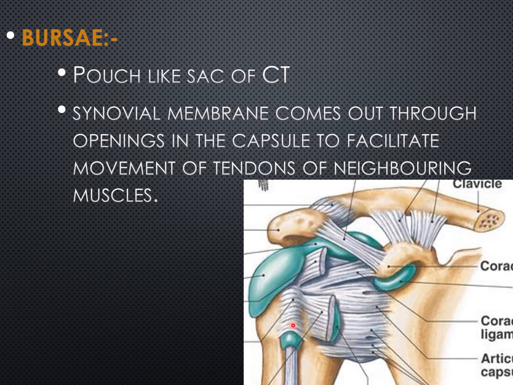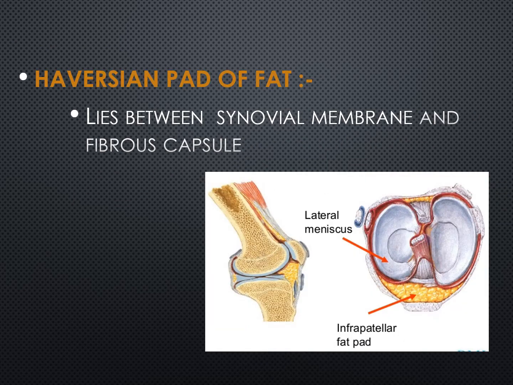And these bursa help in the movements of the tendons over the fibrous capsule, so that there is no friction between the tendons and the fibrous capsule. You can see a bursa. This is another bursa around the shoulder joint. This is a large bursa, but this bursa is not communicating with the joint cavity, whereas this bursa is communicating with the joint cavity. Now, between the synovial membrane and the fibrous capsule, there may be a pad of fat that is present, and that is known as the Haversian pad of fat.